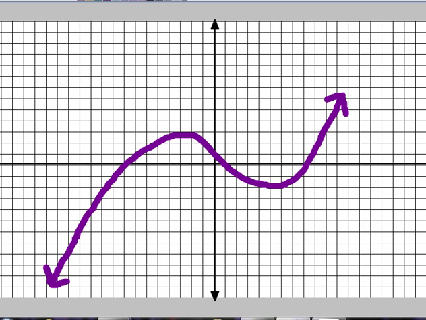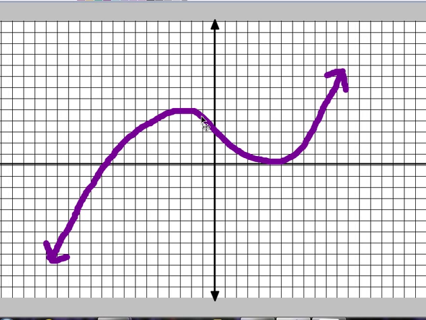So here I have an example. This is a probably horrible sketch of my third degree function. What if I moved it up? If I move my graph up to here, I now only have 2 roots. I have 1 root over here where my graph is touching the axis and another root over to the left.